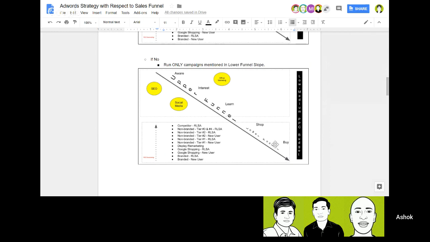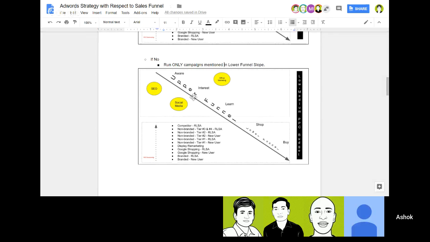Remember this slope, this arrow means that people are coming from here to here. This is the first step of a sales funnel or a buying process. And as people move up one by one, like shop and buy, this is where they are converting.